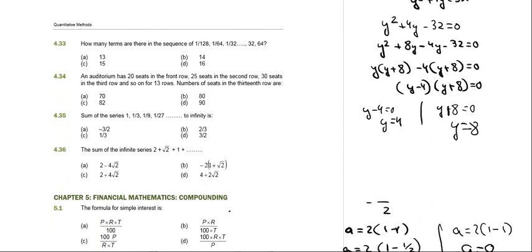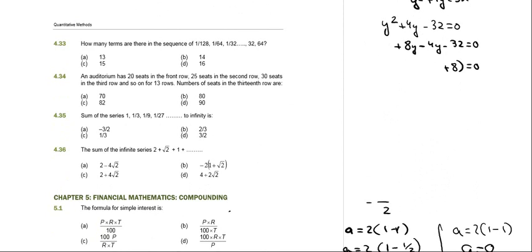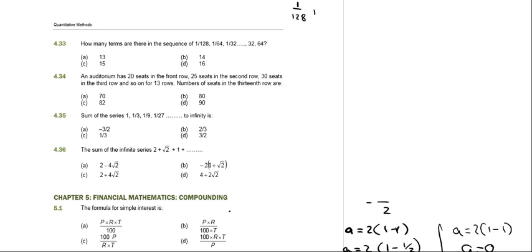Okay, moving on to the next question, which is 4.33. 4.33 says that how many terms are there in the sequence, and we are given a sequence 1 over 128, 1 over 64 and so on. To find the value of r, we divide second term by first term, so 1 over 64 divided by 1 over 128. This will give us 1 over 64 divided by 1 over 128, which is 2.